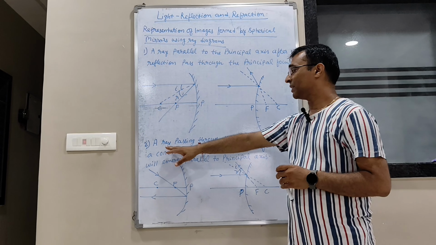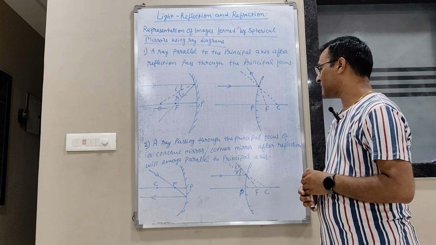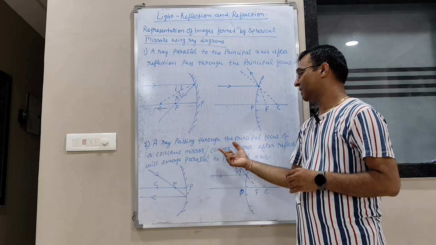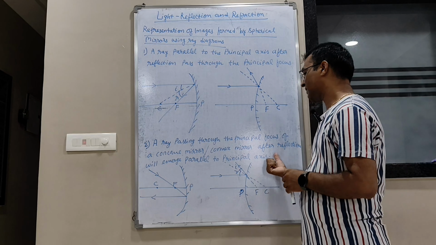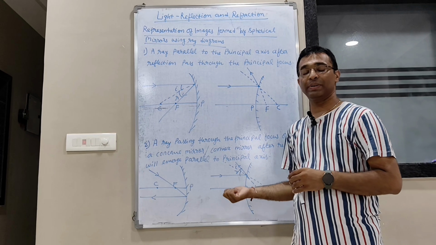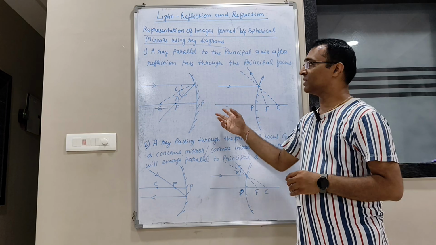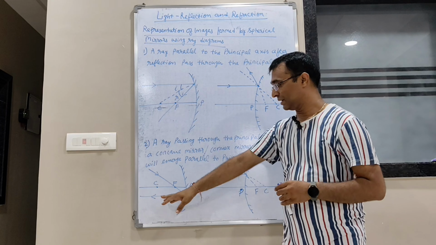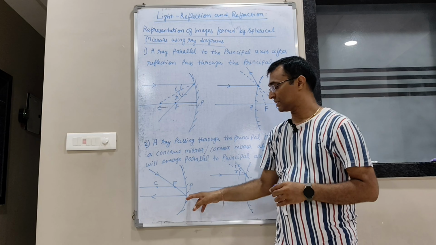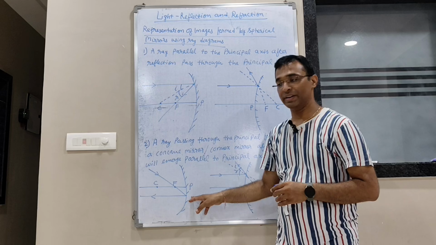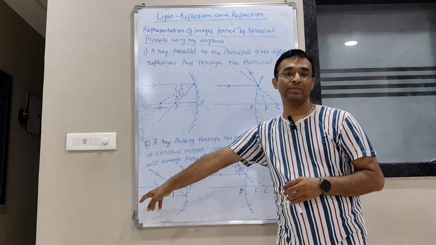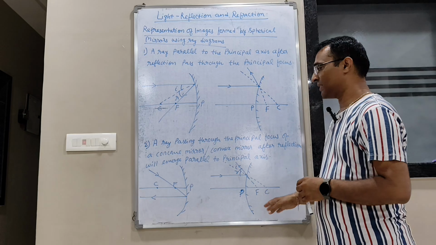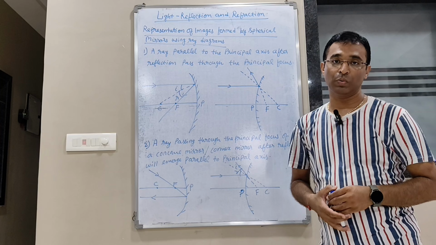Second, a ray passing through the principal focus of a concave mirror after reflection will emerge parallel to the principal axis. So this rule is the vice versa of the first one. When a ray of light passes through the focus, after striking the concave mirror, it becomes parallel to the principal axis. Similarly, it is the case with the convex mirror too.